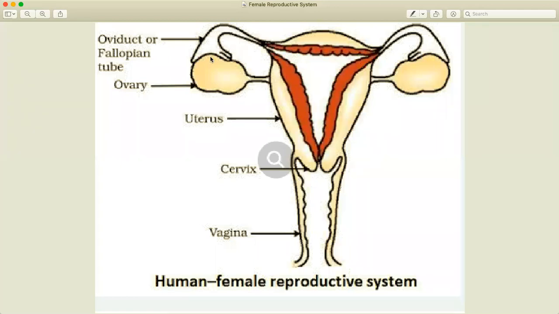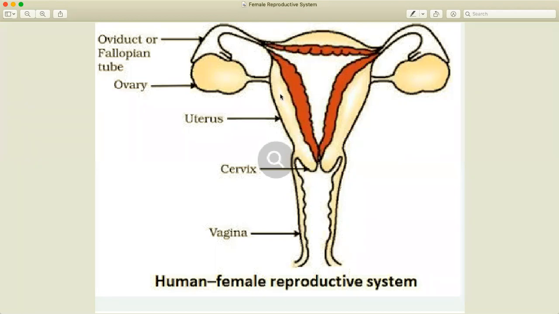Another important structure is the uterus, a bag-like structure. It is a big muscular bag-like structure where the growth of the fetus takes place. This is called the uterus. The opening of the uterus is called the cervix, and the cervix opens to the outside of the body, which is called the vagina. So these are the main important components of the human female reproductive system.